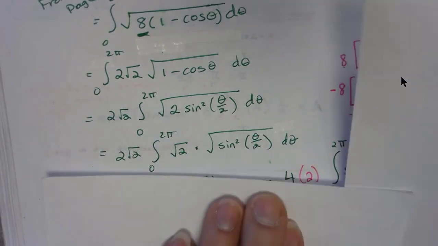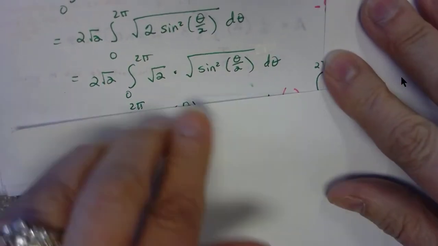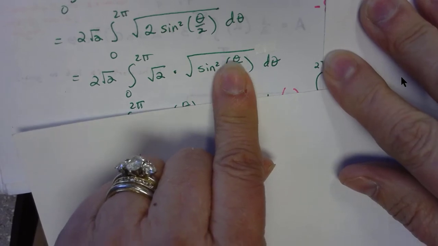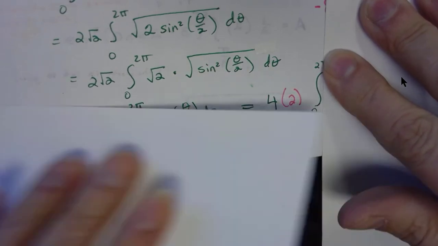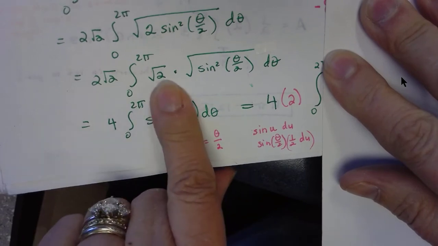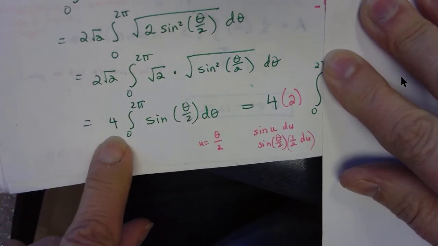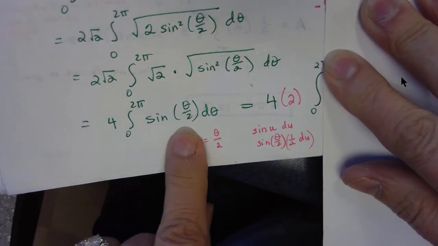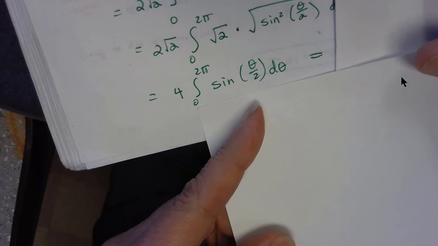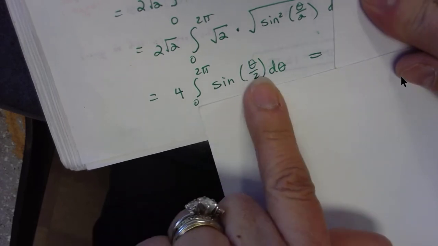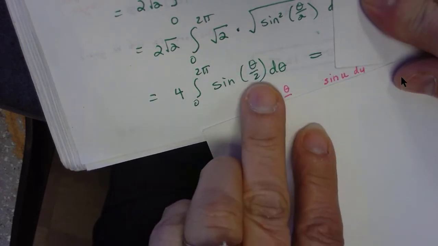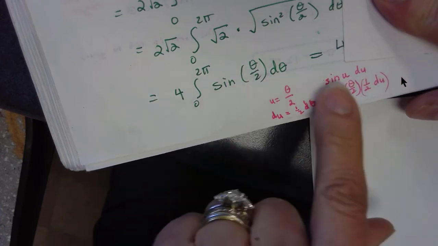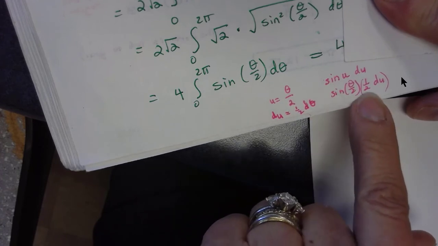Well, the nice thing about that is I get the square root of 2 times the square root of sine squared of theta over 2 d theta. This square root of 2 can come out here with that and be 4. The square root of the sine squared of theta over 2 is sine of theta over 2. Yay! Okay, let's think about this. If my u is theta over 2, my du is 1/2 d theta. So sine of u du is sine of theta over 2 times 1/2 d theta.